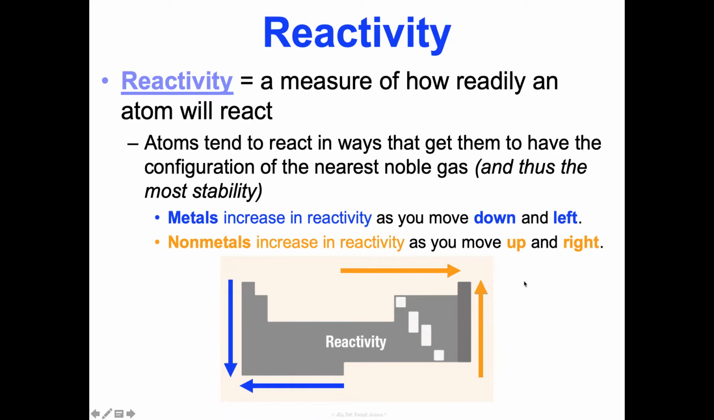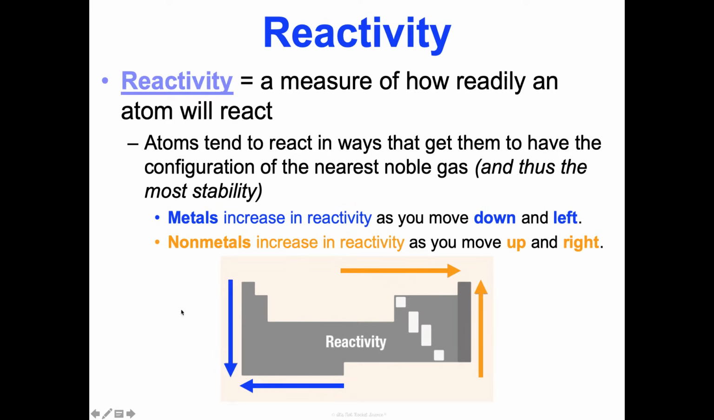Whereas on the other side of the periodic table, we have our nonmetals. They increase in reactivity as you move up the group and right. Because again, think about the atomic radius. Fluorine is holding its electrons tightly, like it's holding those 9 tightly. It really, really wants 1 more. It only needs 1 more to be just like neon.